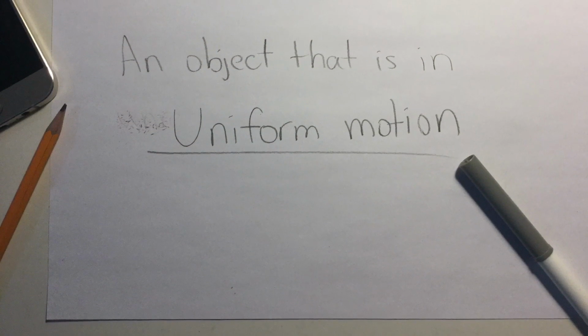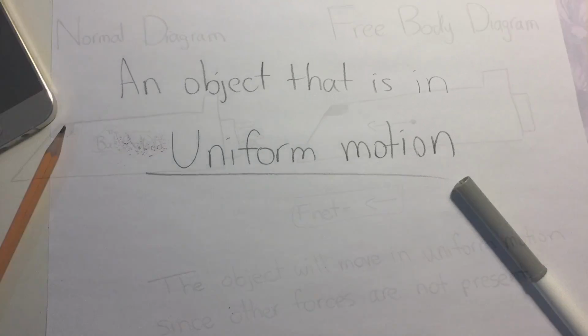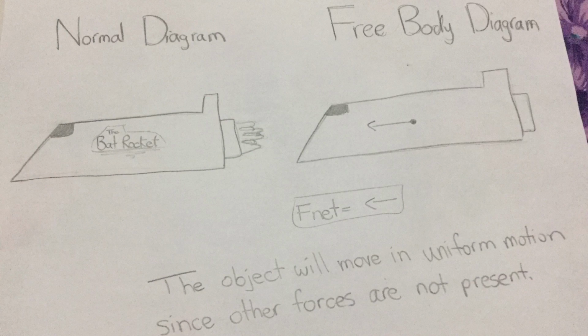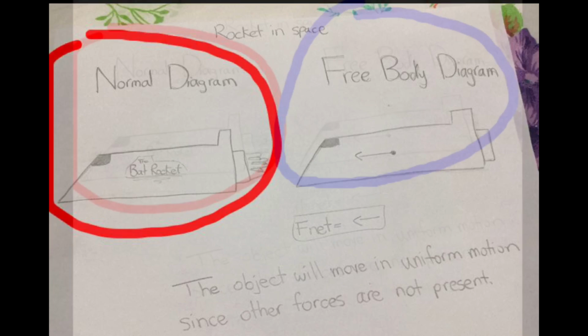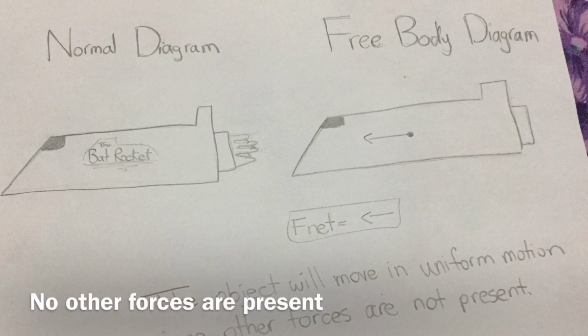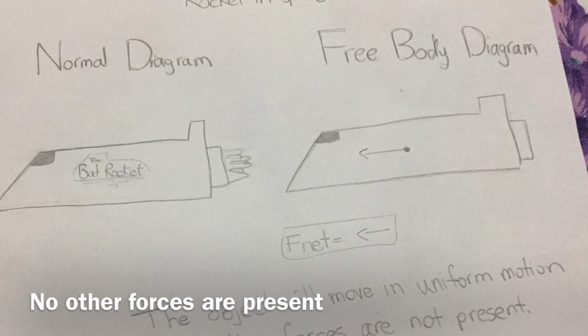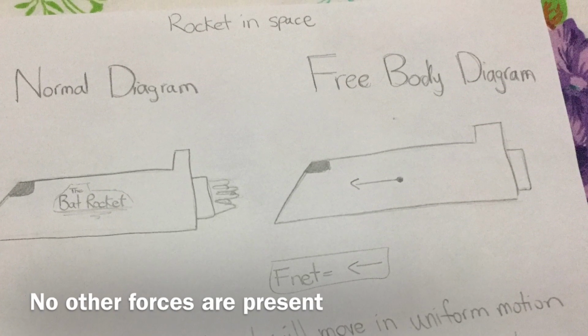The next example we are going to give you is of an object that is in uniform motion. Here is a space rocket flying in space without any gravitational effects. This is the normal diagram of the rocket, and this is its free body diagram. Since Fn and Fg are not around, and since there are no noticeable forces present, the rocket will be in uniform motion.